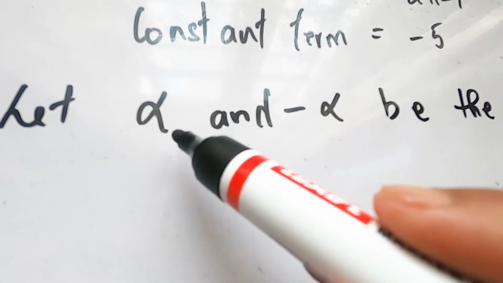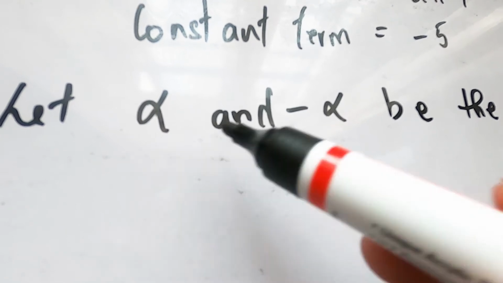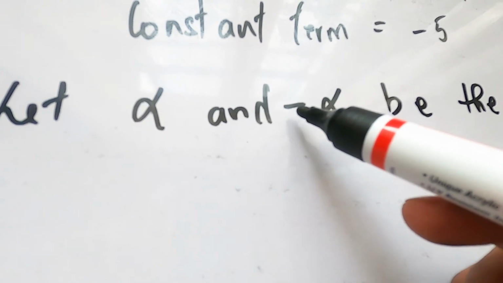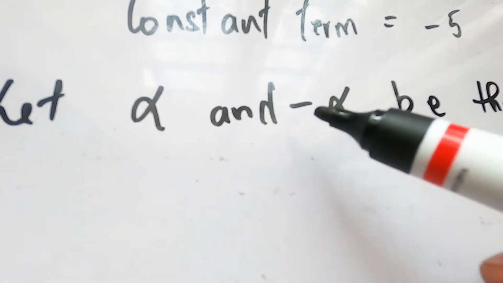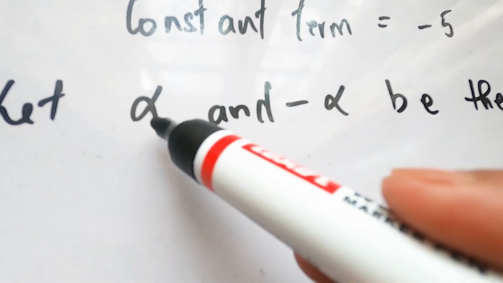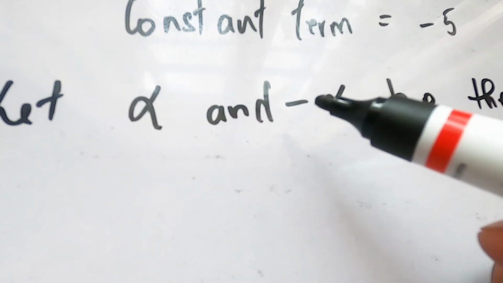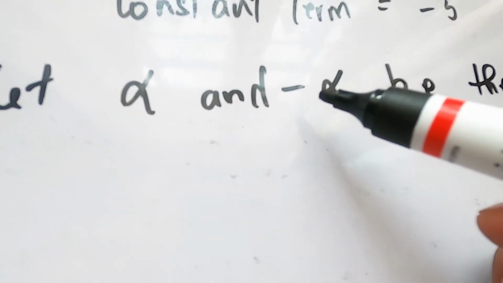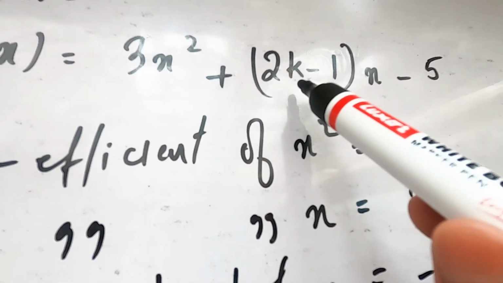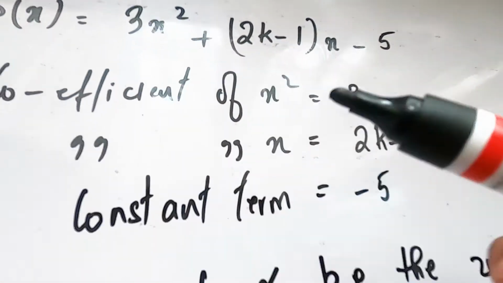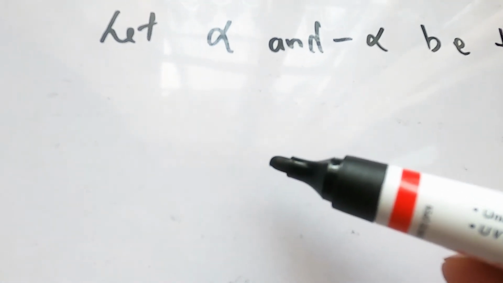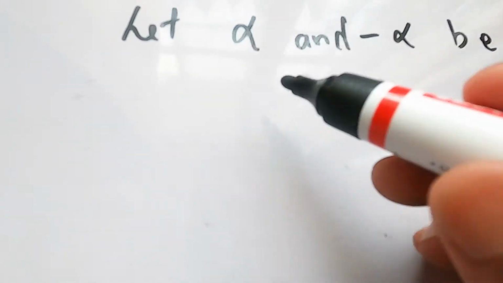So in this case, the first zero will be alpha and the other zero will be minus alpha. Why? Because according to the question, they are the same in magnitude. So if here is alpha, here also will be alpha. And why the negative sign? Because they are opposite in sign. So one will be positive and the other will be negative. So now what's left for us is to find the value of k.